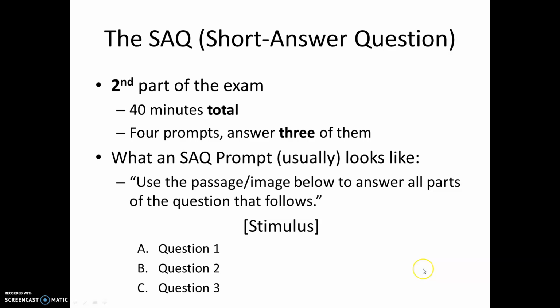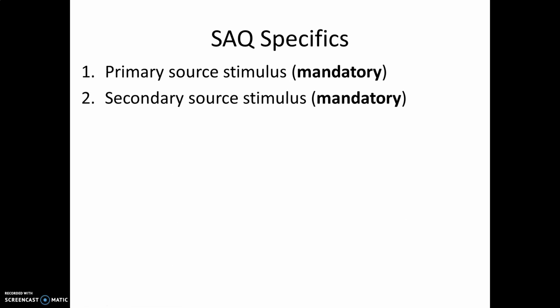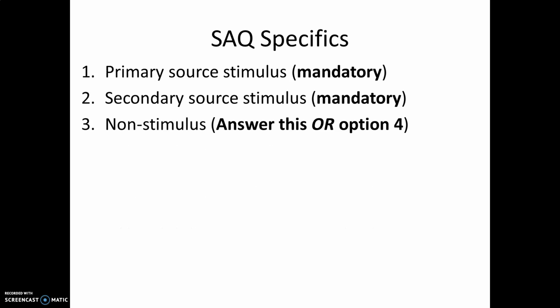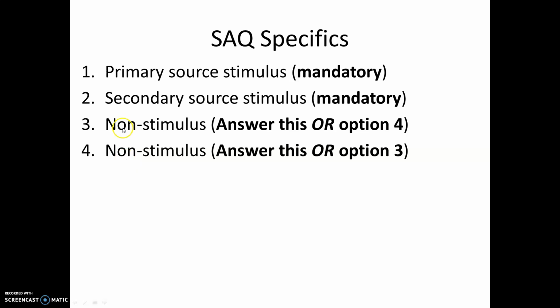Now as to the 4 prompts that you will be looking at, the first will be a primary source. This is mandatory. You are required to answer it. The second prompt will include a secondary source. It is mandatory and you must answer. When you get to 3 and 4, non-stimulus, you select one of the 2 non-stimulus SAQs. So 1 and 2 are mandatory, 3 and 4 are optional.